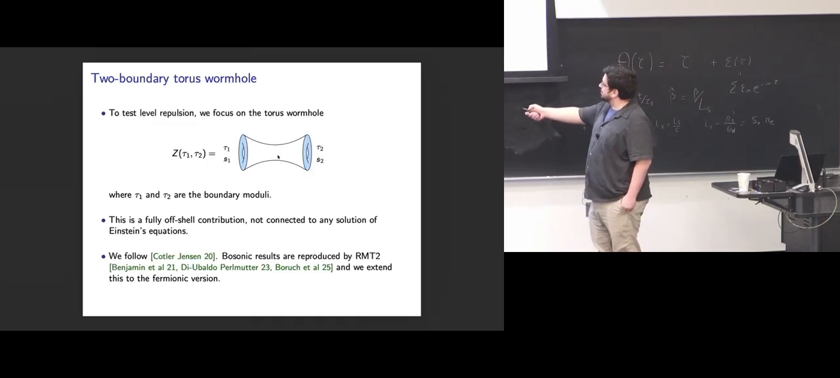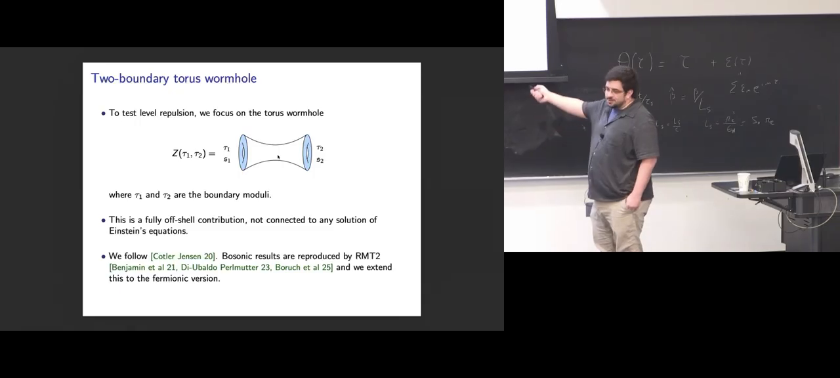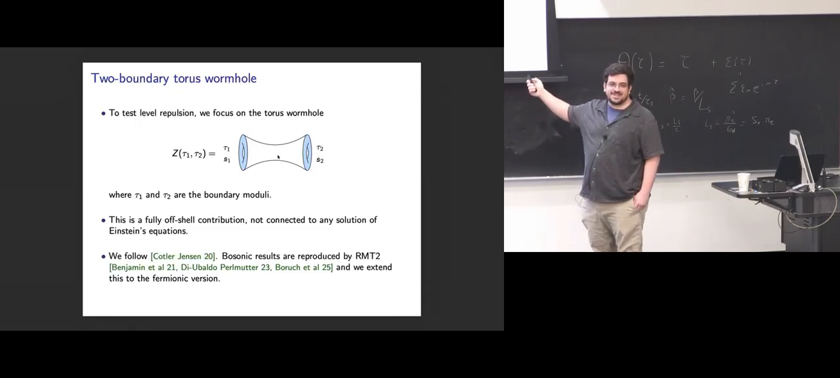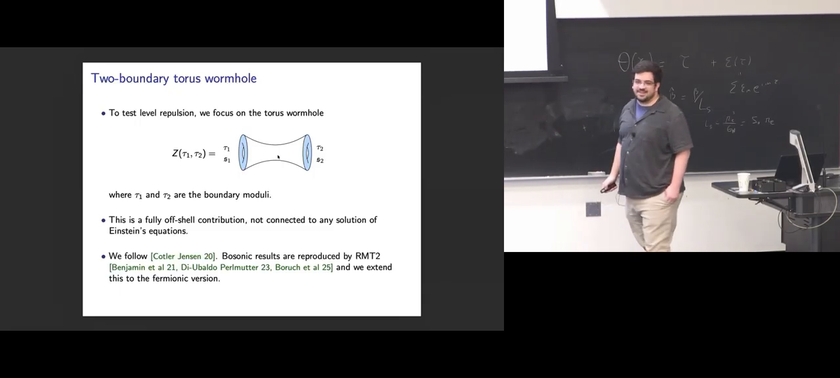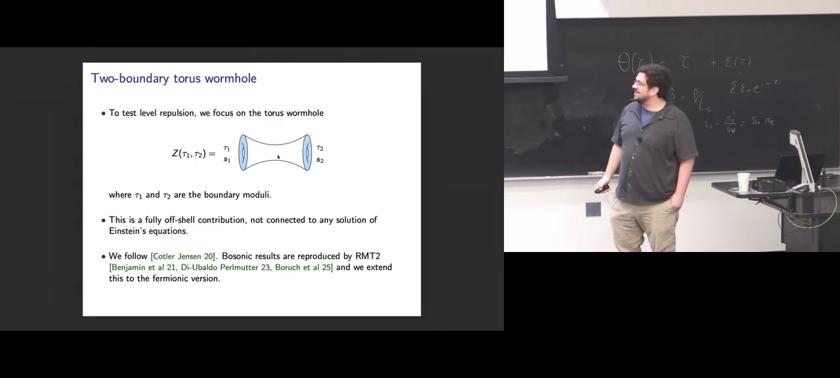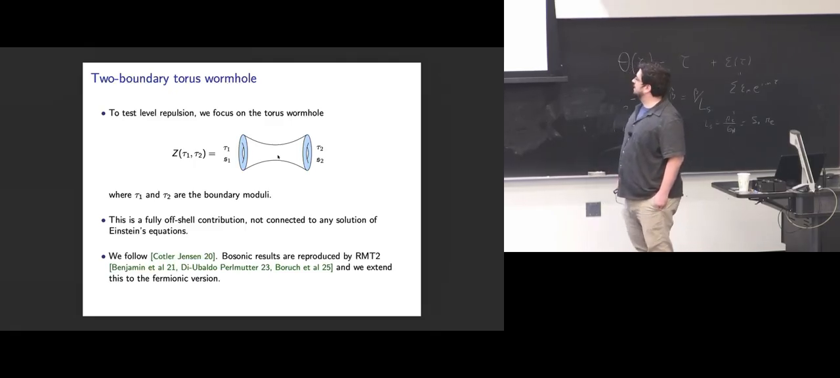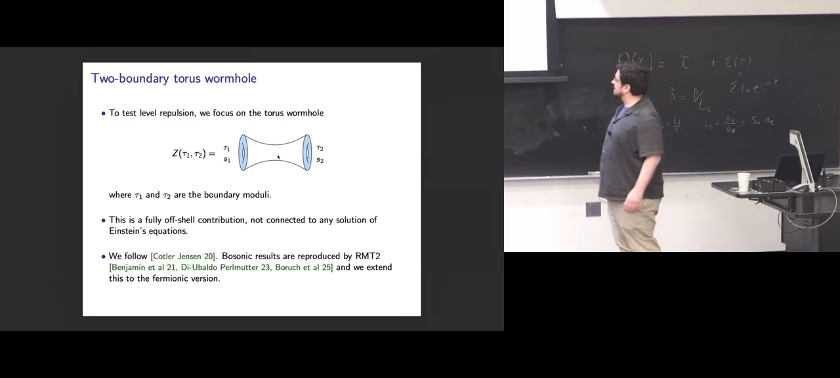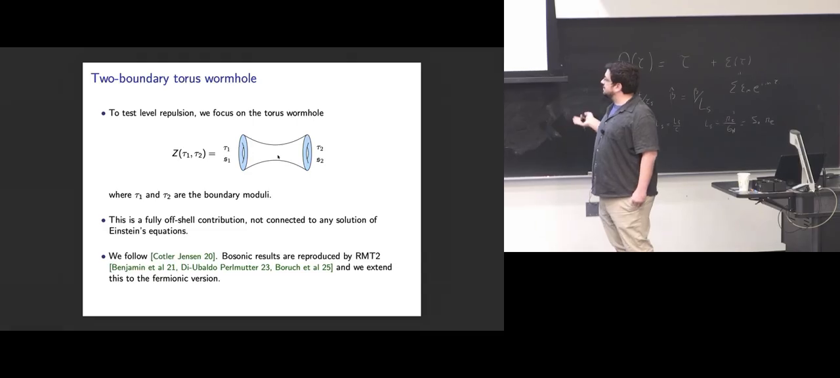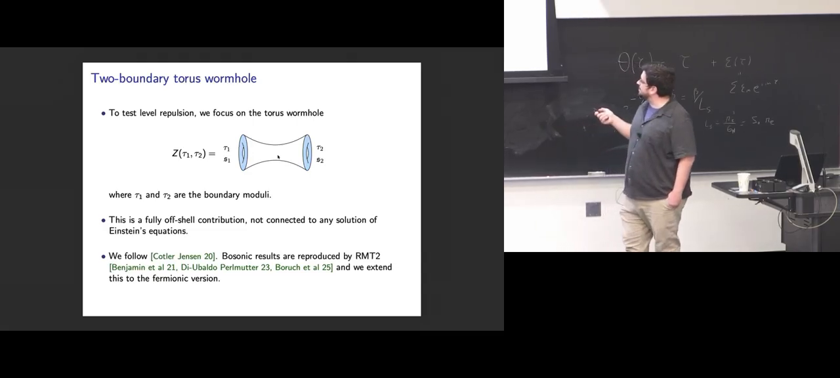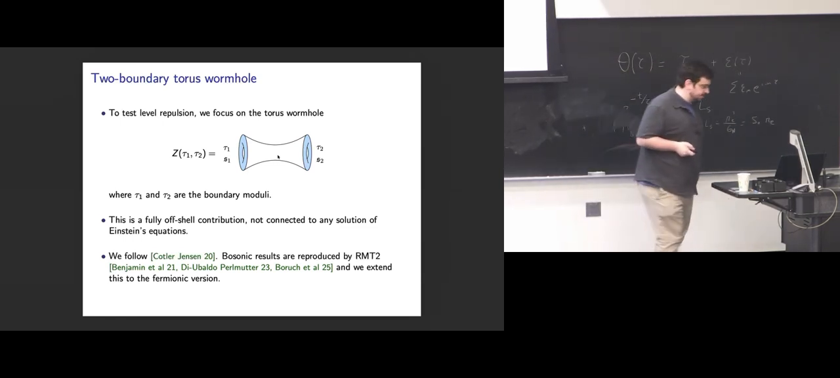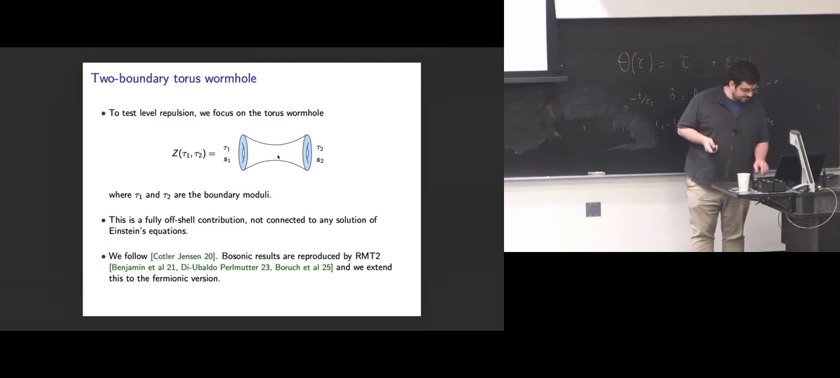We will follow the procedure that Cotler and Jensen proposed. Depending on who you talk to, this might be more or less controversial, but I think it gives answers that are very reasonable, so I will just follow their approach. But one motivation of the part of our paper that I won't get time to discuss is that both the bosonic and the fermionic results can be reproduced by this RMT2 introduced in this paper. So this is another piece of motivation that this is a good quantity to consider.